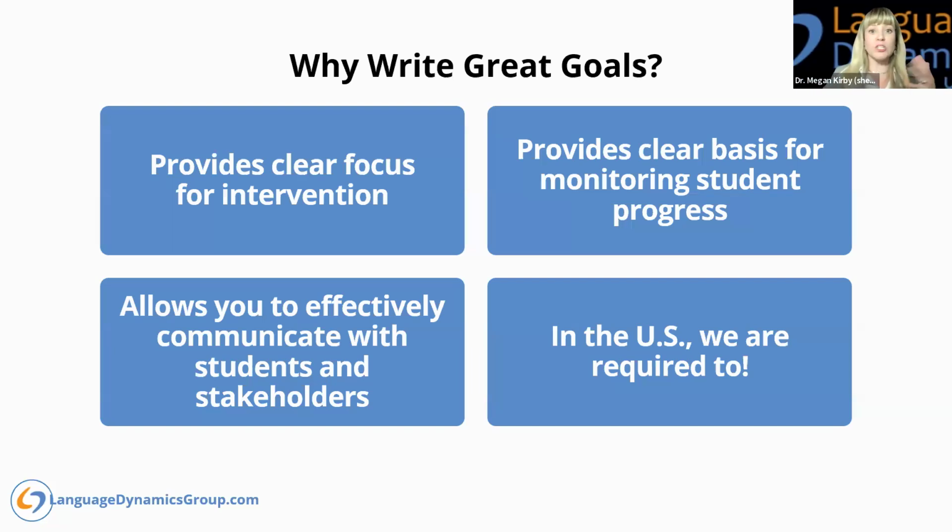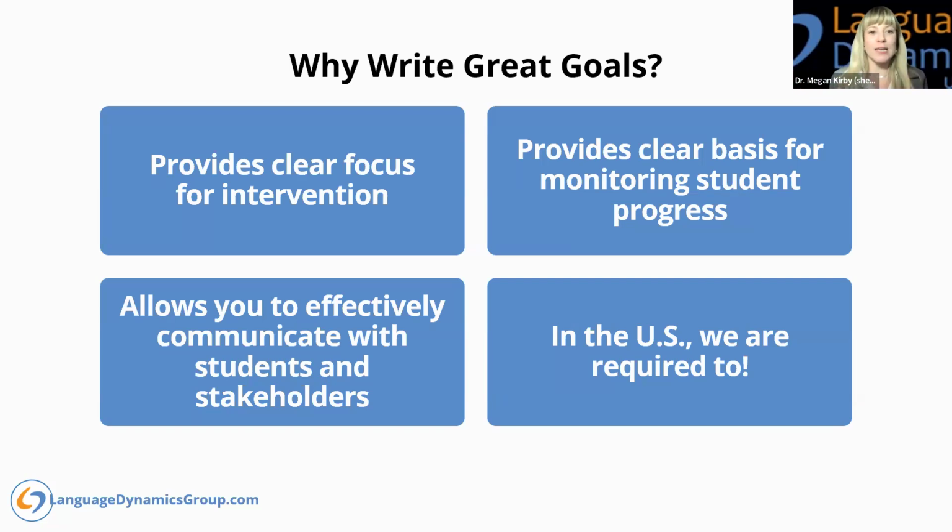And it must include a target behavior, so observable, measurable. The condition or the context, the given, right? You have to have mastery, performance criteria, and you have to have a timeline. All of these things go into a really good goal. And why do we need it? Well, in the US, we're actually required to. I'll show you on the next slide.